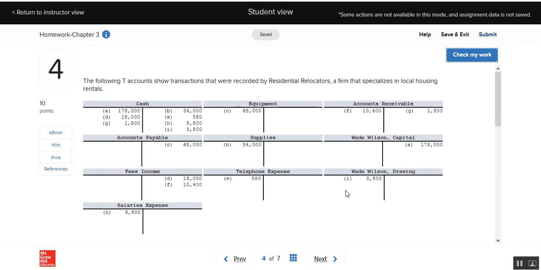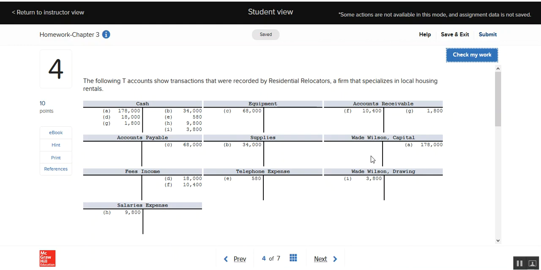So if you recall in the reading, the income statement includes your revenues, or that's your income, less your expenses. So if you look at these T accounts, cash, equipment, accounts receivable, all these at the top, and that supplies right here, those four are asset accounts. That's something the company owns. Accounts payable is a debt. They're going to have to pay that in the future, so that's a liability.